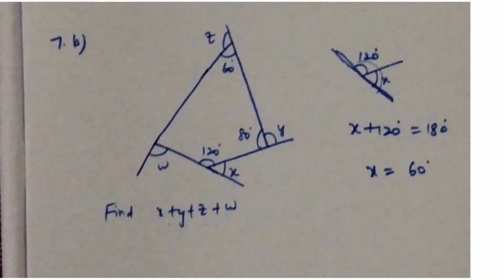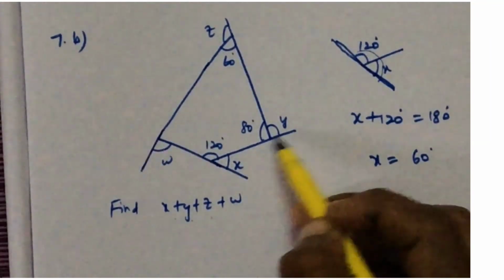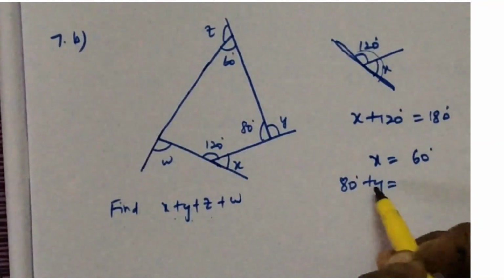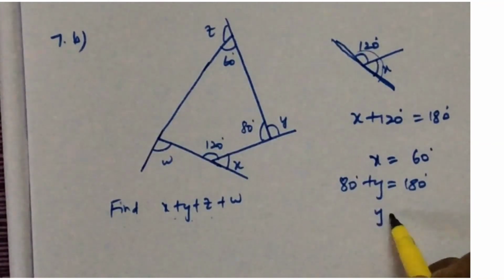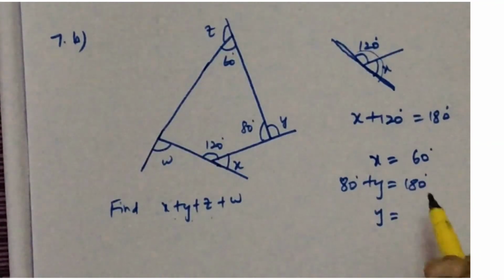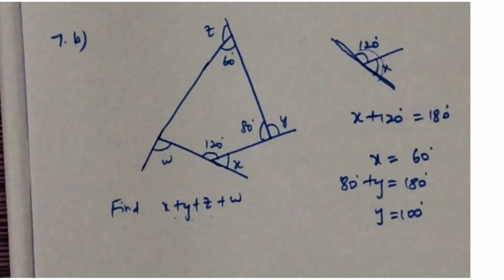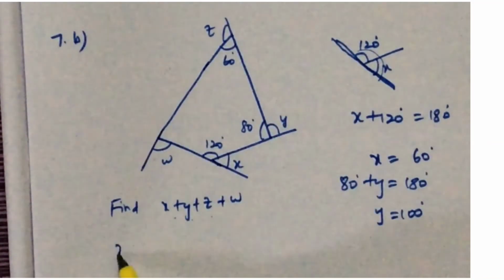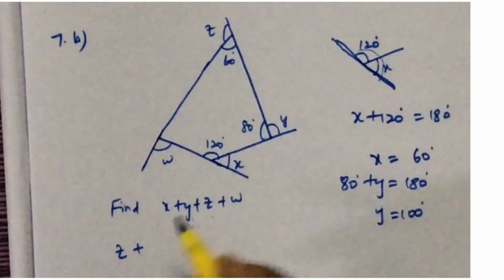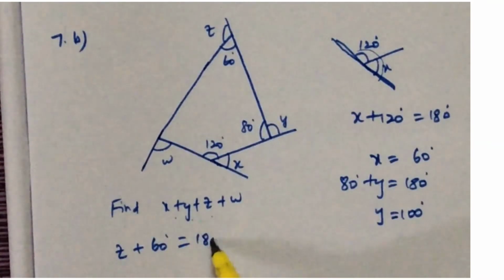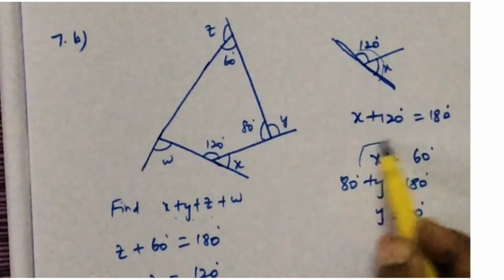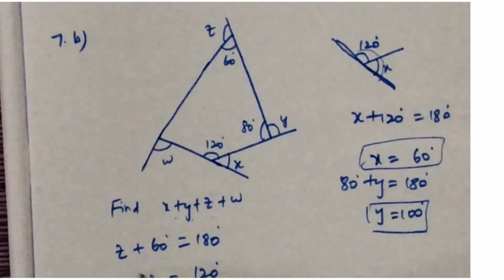Okay, then we go for Y. Here this is Y. The total is 180. So 80 plus Y should give 180. So Y equals 180 minus 80, that is 100. Okay, we got X and Y. Then what is Z here? Z plus this 60, Z plus 60 together is 180. So Z equals 180 minus 60, that is 120. Now we got X, Y and Z.